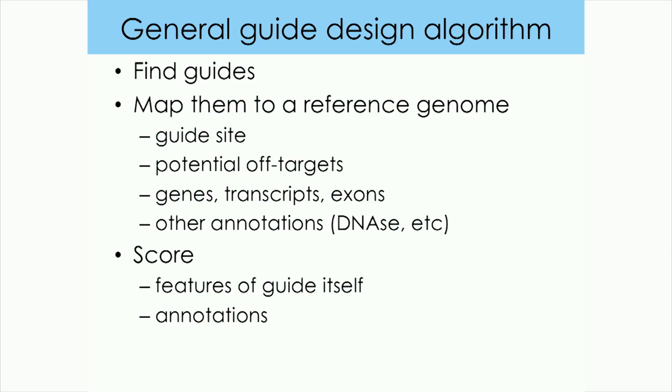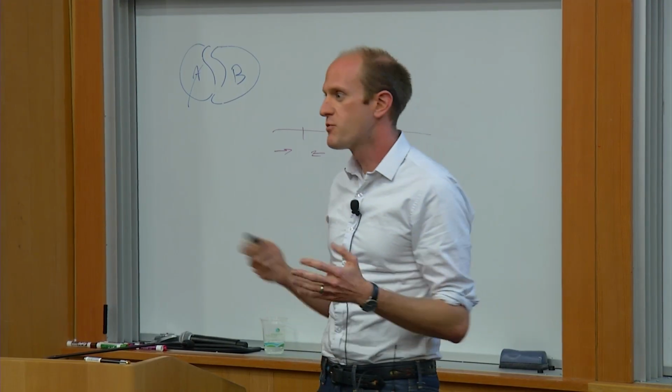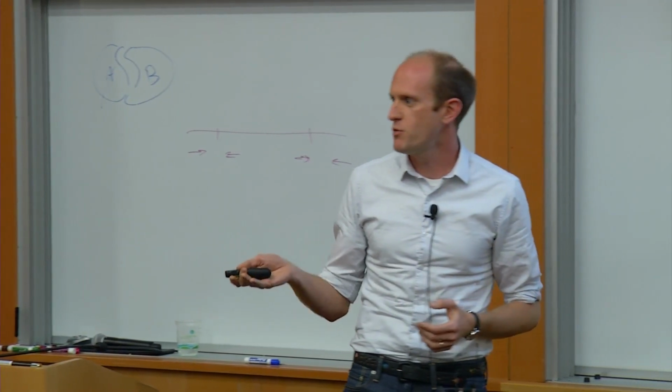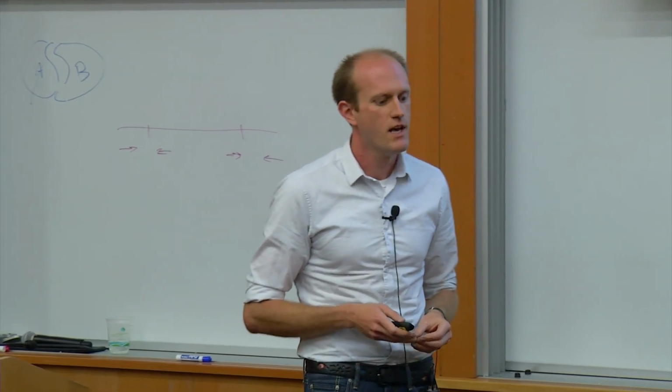And then finally, once you have a guide and you've incorporated all this stuff, you want to score it. Is this a good guide? Do I think this is going to be a bad guide? And that incorporates features about the guide itself, and it also incorporates things about those annotations. So again, if you have maybe 3 off-targets, but every single one of them is in an essential gene, that might be really bad if you wanted to do some sort of survival screen.